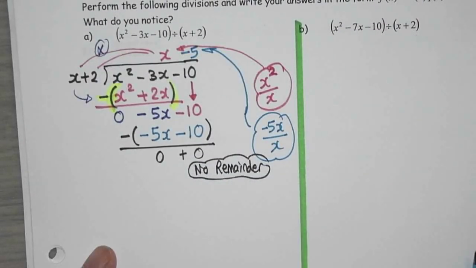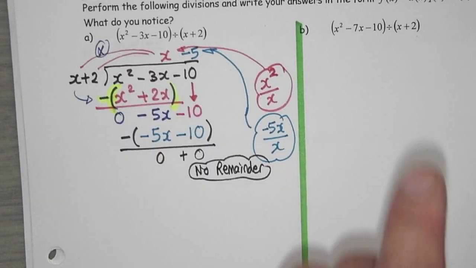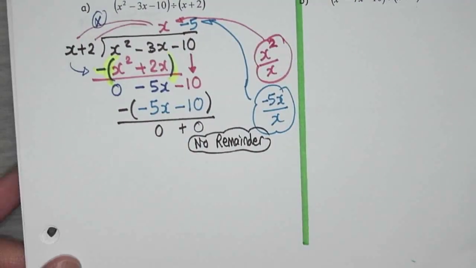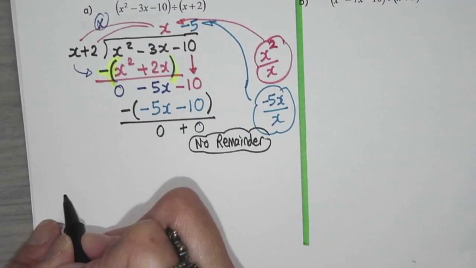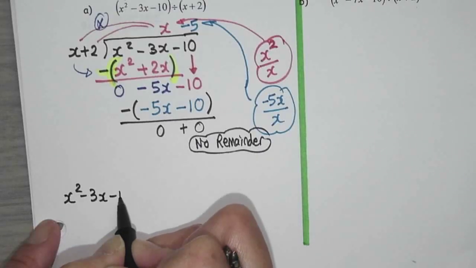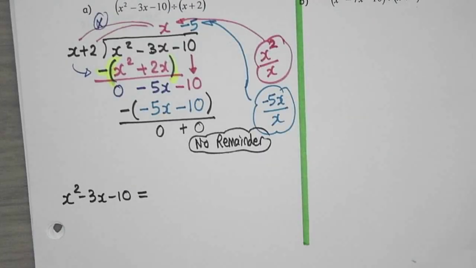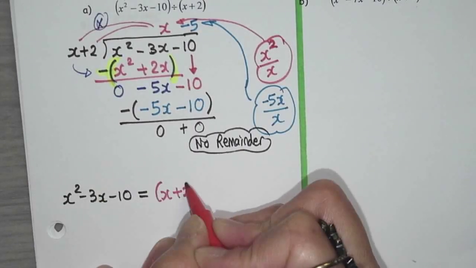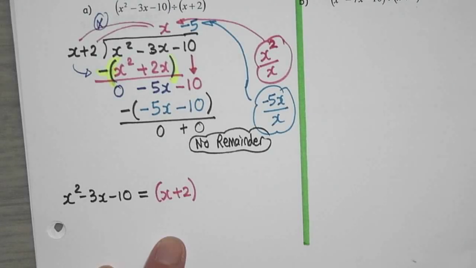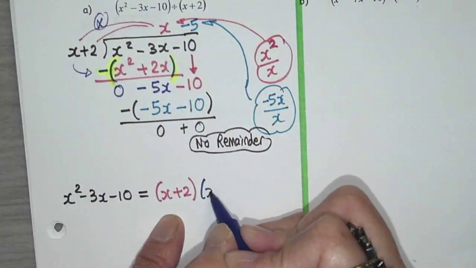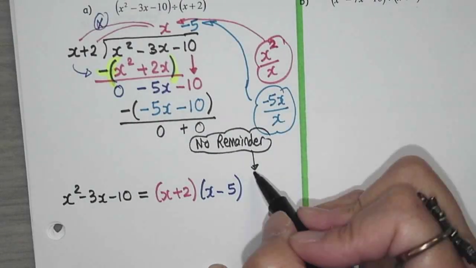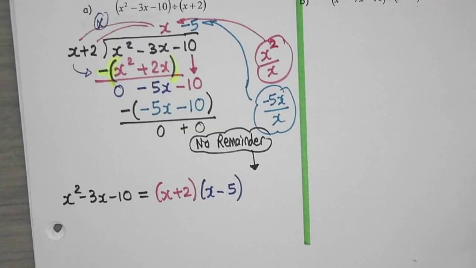That's what that means. Zero, right? No remainder left. So when I write my multiplication statement, which I asked you to do up here in the question, I want the dividend. So I'm going to say x squared minus 3x minus 10 equals the divisor, which is x plus 2, times the quotient, x minus 5, and look, no remainder. So don't put plus or minus anything because there's nothing there.